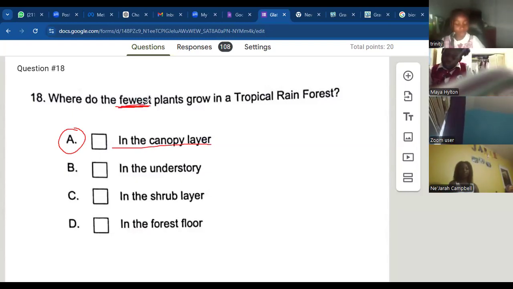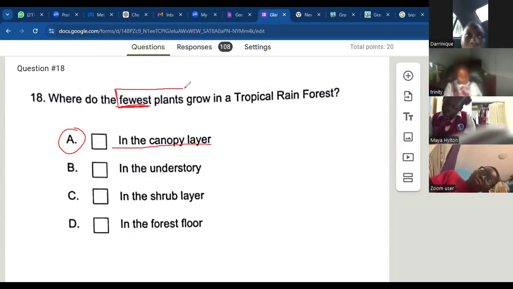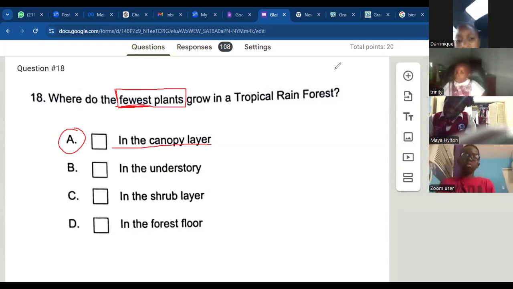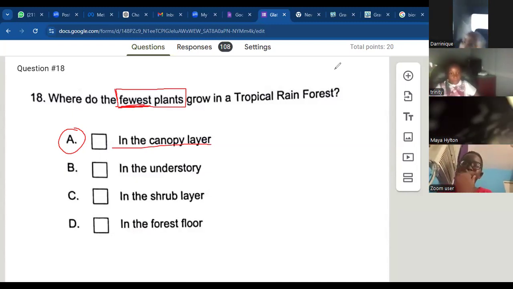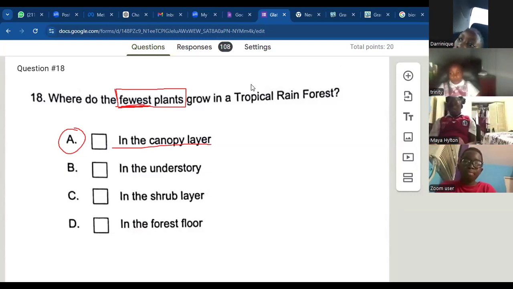Fewest means what? The least. All right, the least. The fewest. The canopy is the top layer, so you don't have plants growing in that area. Only the tallest ones, you can find them growing in that area.